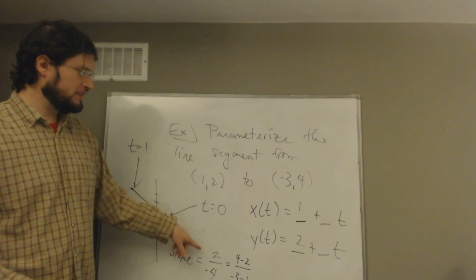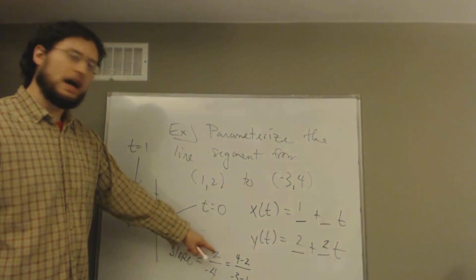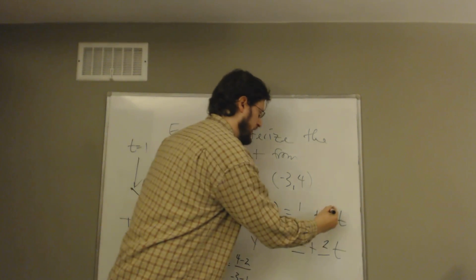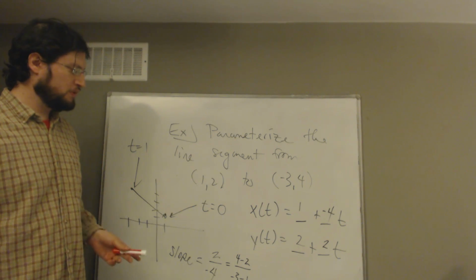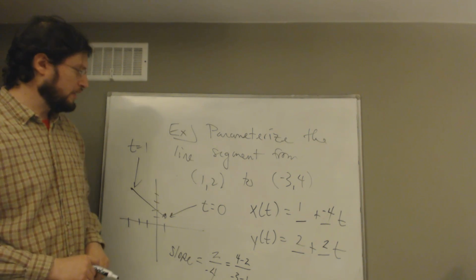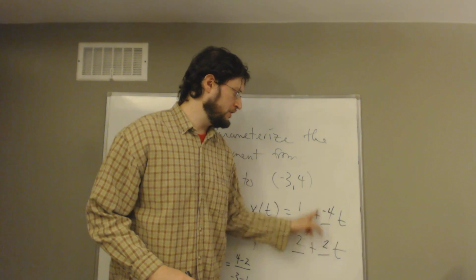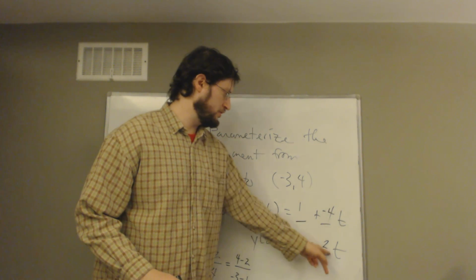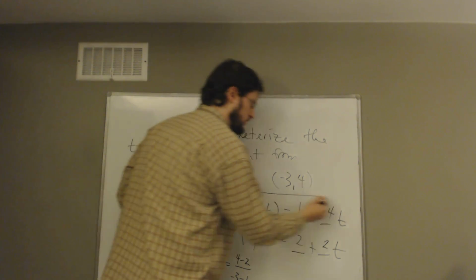And I'm just going to put these in for the coefficient of t. The y is the rise, so I'm going to put a 2 right there. And the run is the x, so I'm going to put a minus 4 right there. And if we put this stuff together, as I have done, then when I plug t equal 1 in, this is minus 4, so 1 minus 4 makes negative 3, and 2 plus 2 makes 4, just like we needed. So this is the solution.